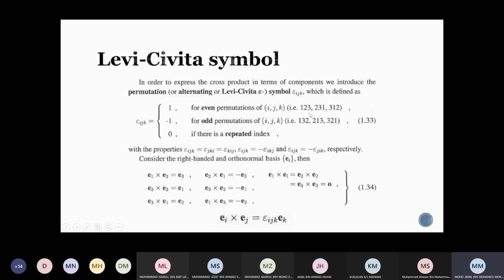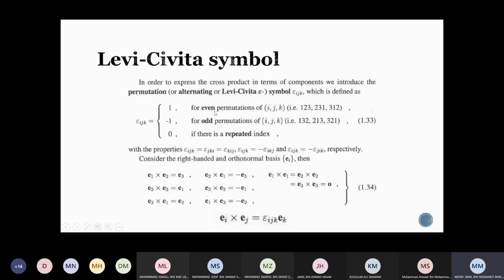Okay, so before we can do cross product, kita kena tahu satu lagi simbol. So we call this Levi-Civita symbol. Okay, macam carut yang bunyi dia. So in order to express the cross product in terms of components, we introduce the permutation or alternating or Levi-Civita symbol. So epsilon ijk equals 1 bila the permutation tadi ijk are even.